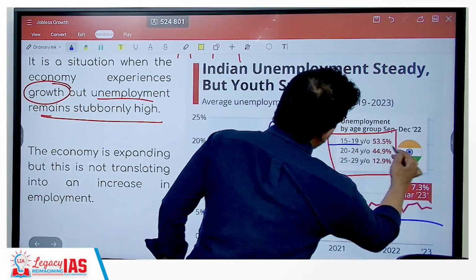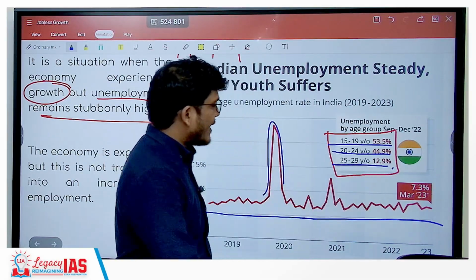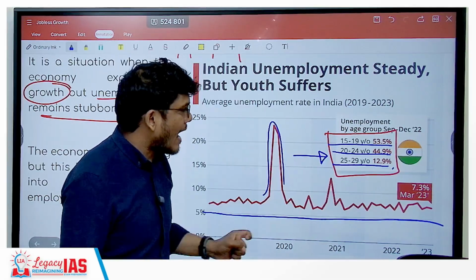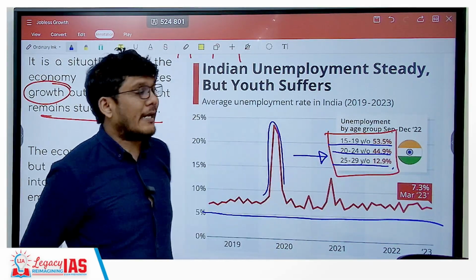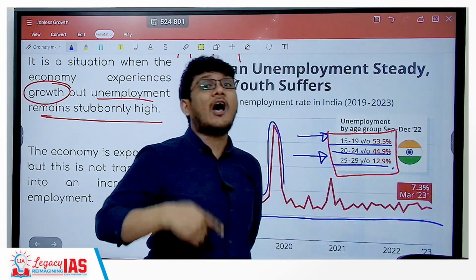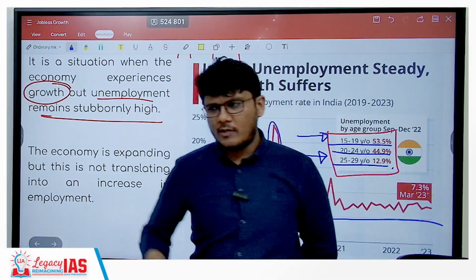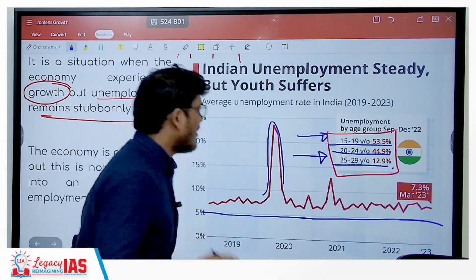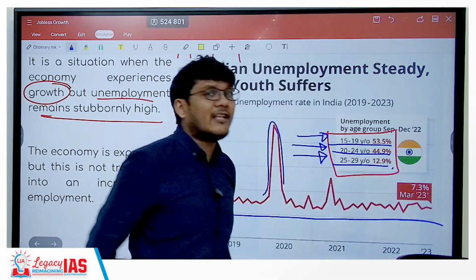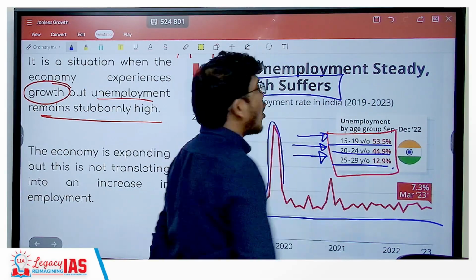you look at the age groups, you will realize that the unemployment rate for the age group of 25 to 29 is way less than that for the younger population. If you look at 15 to 19 years, unemployment is the highest. But fair enough, people might be studying more and more. But even after completing graduation, you see the unemployment rate is still high. That means the youth is suffering a lot.